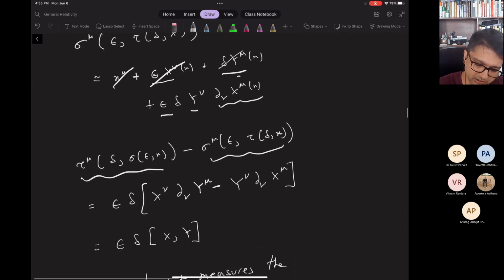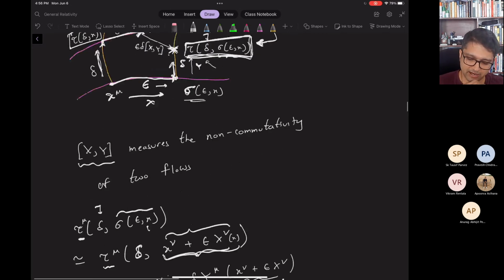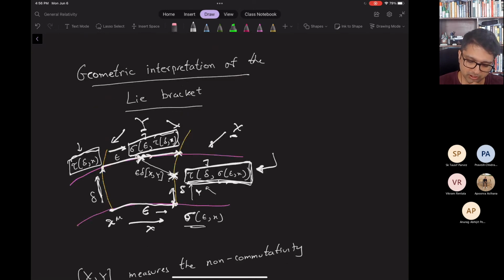The difference between the two is just epsilon delta times X^nu partial_nu Y^mu minus Y^nu partial_nu X^mu. In other words, it's epsilon delta times the Lie bracket of X and Y. So the fact that the order in which you follow these flows matters tells you that these flows are incompatible with each other, or they're non-commutative. The order in which you flow matters.